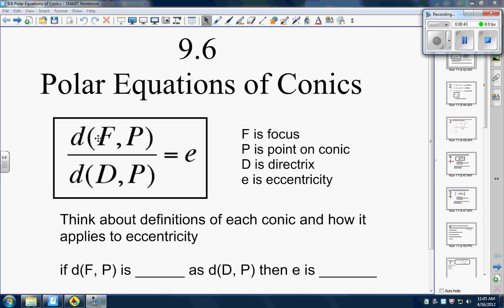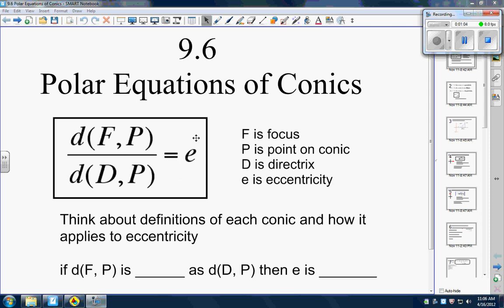we looked at how we created these three conics using foci, points, and directrixes. The parabola is the only one that we actually graphed a directrix with, but ellipses and hyperbolas have them. We don't put them in there. They're just on the other side of the foci.